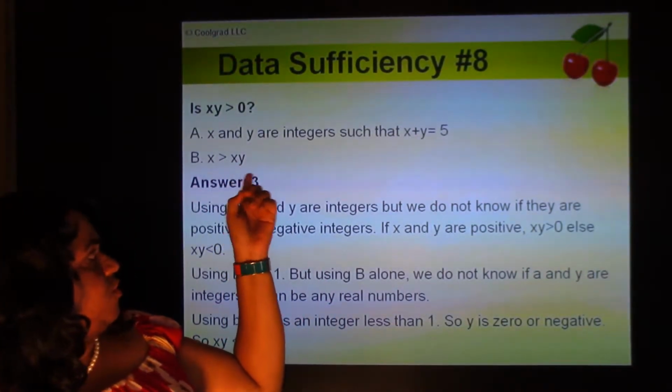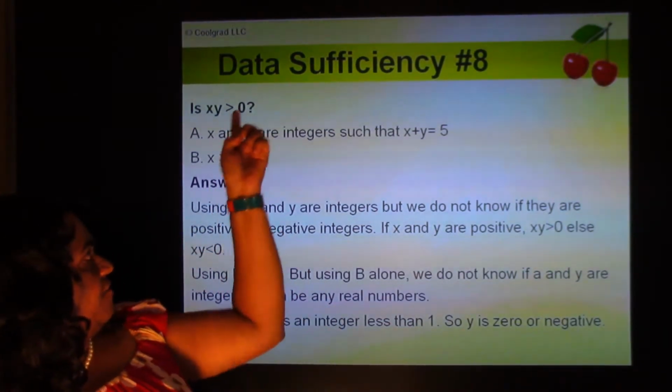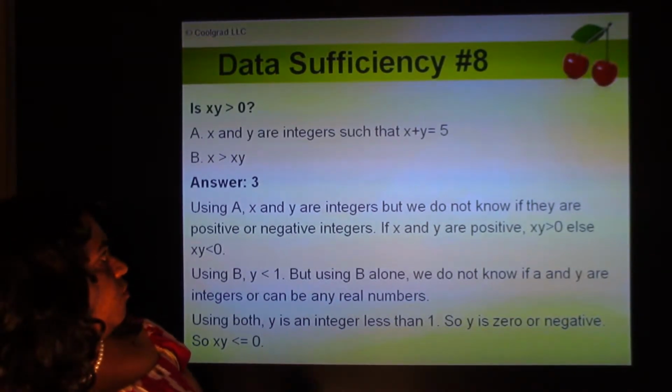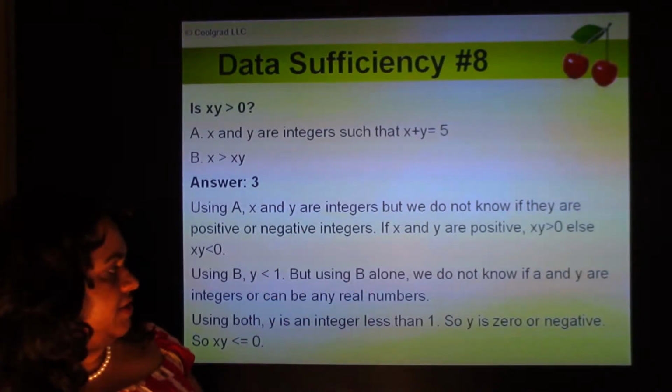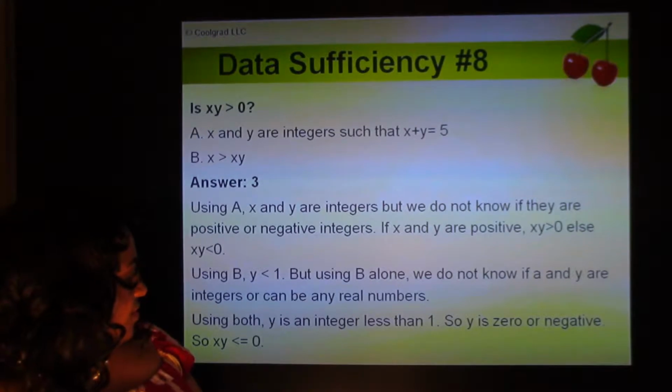So using B alone, we don't know whether they are integers or not. So we can't say if it's greater than 0. It only says y is less than 1. But we still don't know the value of x. So either statement alone is not sufficient. But what if we use both statements together?